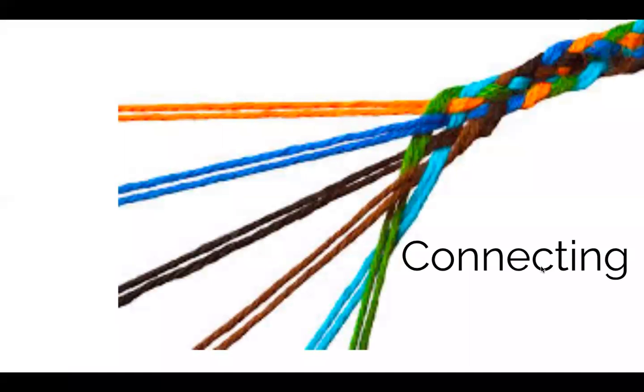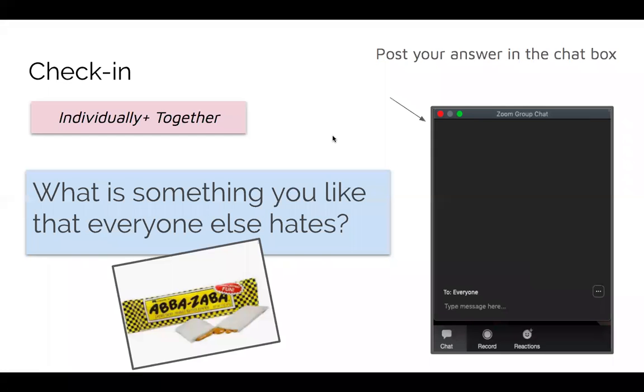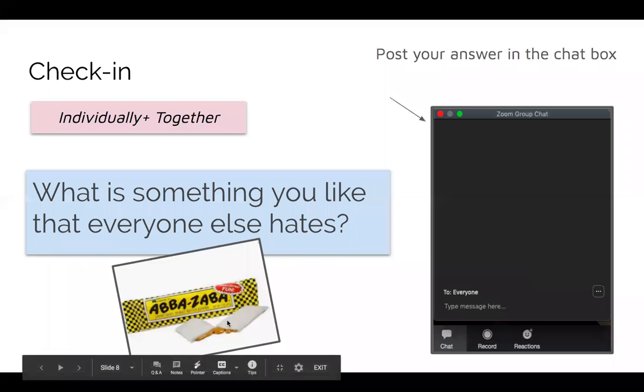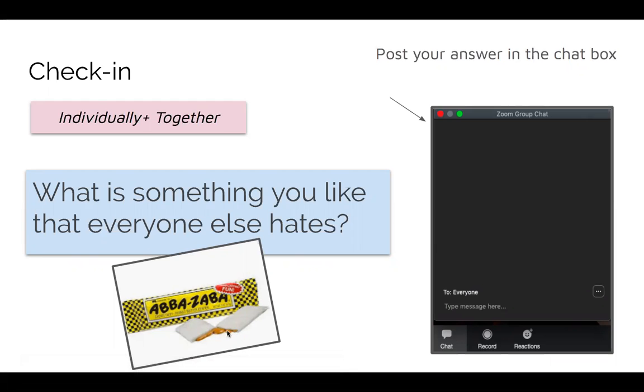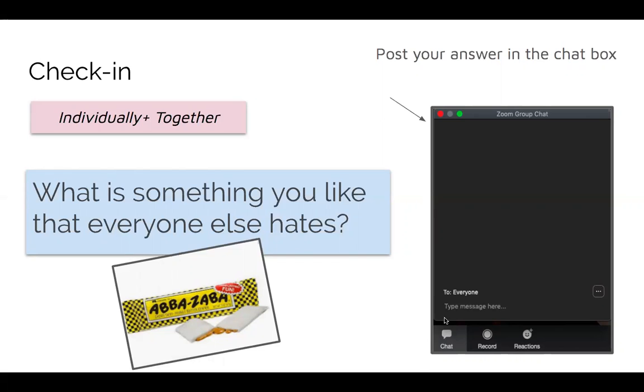All right, we're going to be jumping into our check-in question. Our check-in question today is, what is something that you like but everybody else hates? And it could be about anything. So one thing that I like that people hate probably is this candy, Abba Zaba. I don't know if you've seen those before. I really used to like the vanilla taffy with the peanut butter filling. A lot of people think it's really weird, but that's a candy that I've liked in the past. But yeah, that's something I like that most people are like, what?